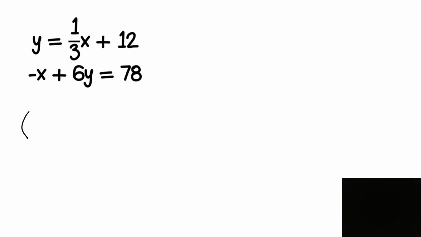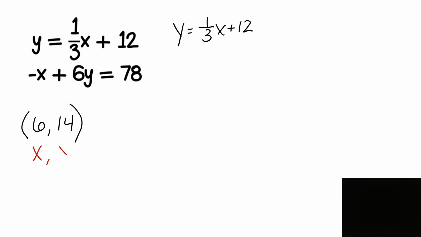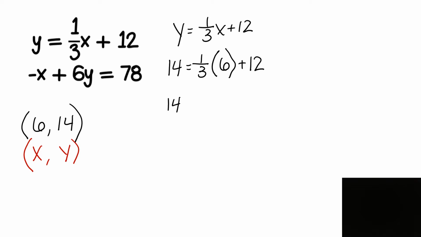I'm going to start with the point 6, 14. So for my first equation, we have y equals 1/3 x plus 12. My x is 6, y is going to be my 14. So my y value 14 goes up front, the 1/3 x value 6 goes in the middle, and the plus 12 at the back. Using my calculator, I can solve 1/3 of 6 is 2, and 2 plus my 12 gives me an answer of 14. So we know that that equation is correct.